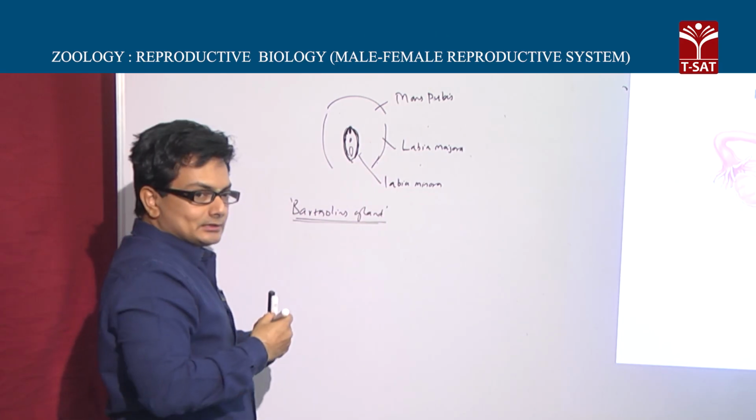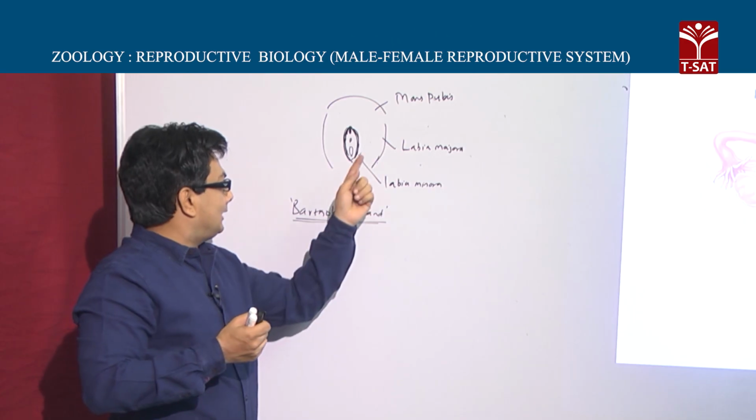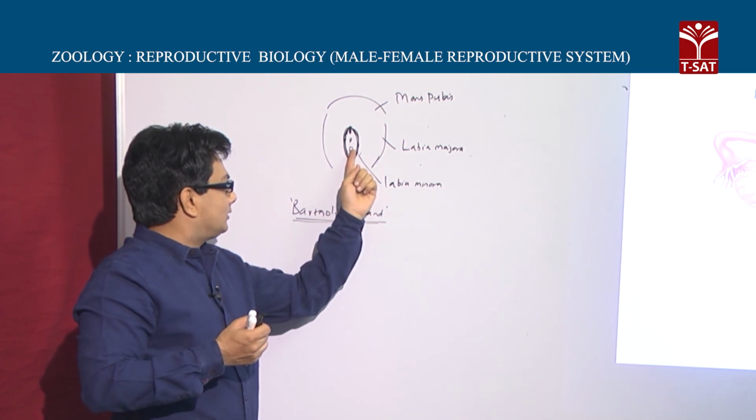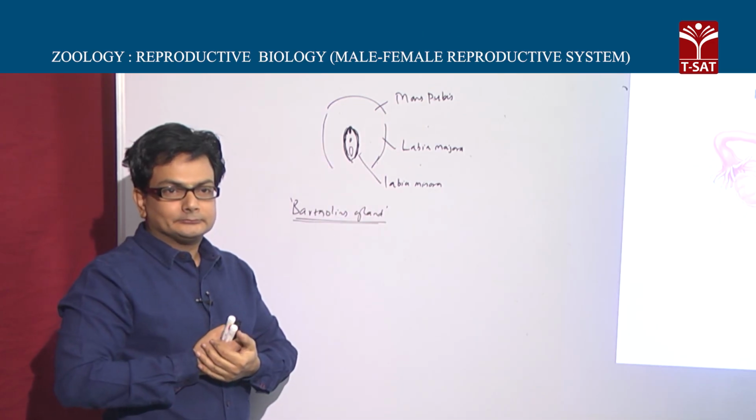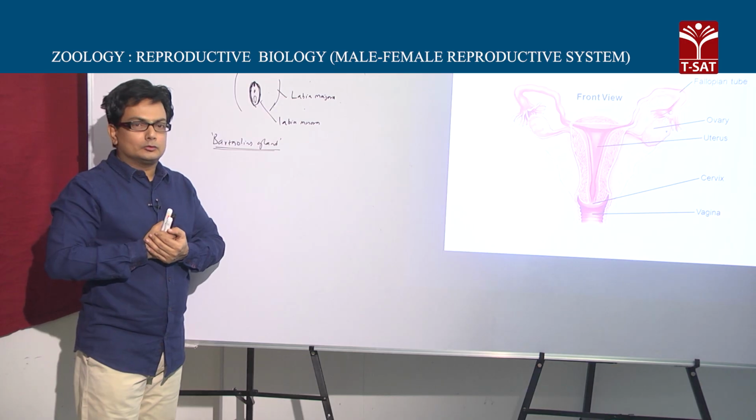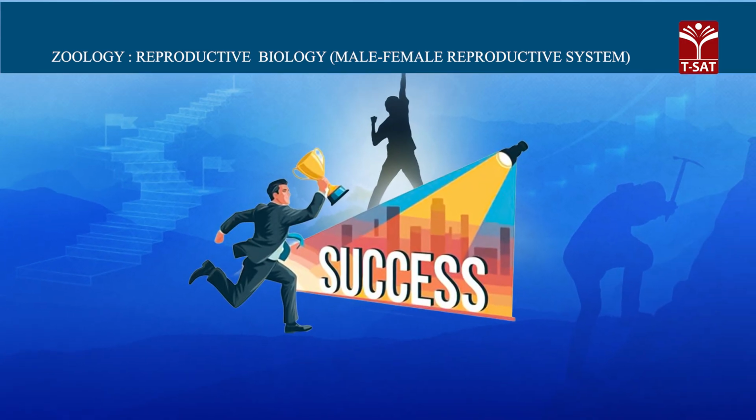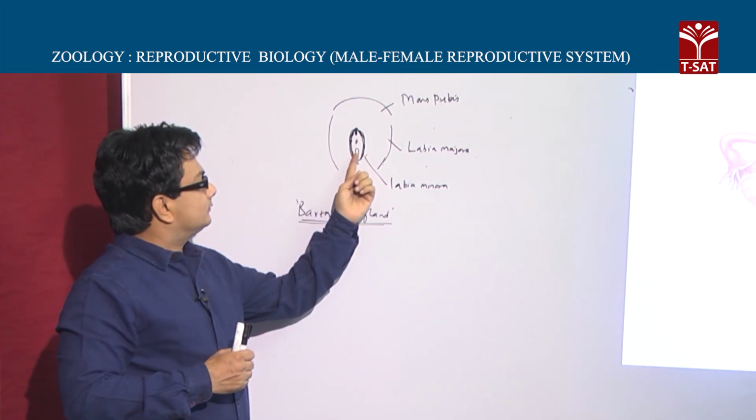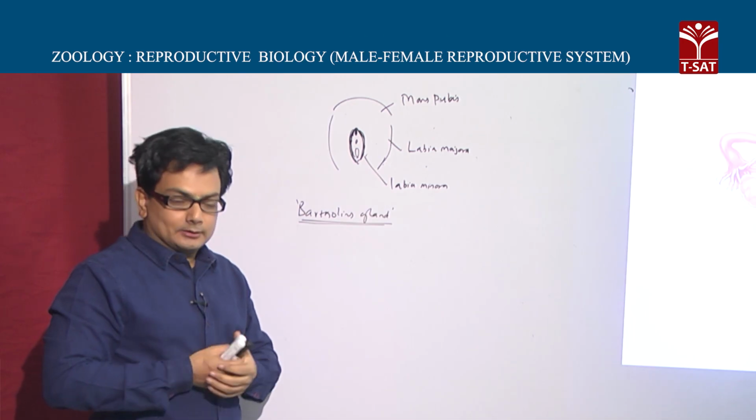The Bartholin glands are present closer to the vaginal orifice. Now within this, there are many more glands like the lesser vestibular glands also, but my focus is on this important gland called the Bartholin glands. The covering of this vaginal orifice will have the hymen.